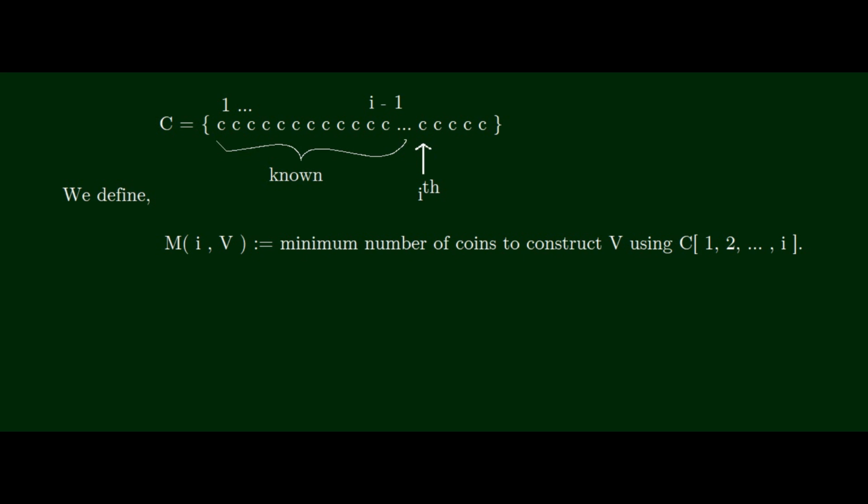But anyway, we will define a function which takes 2 arguments, because in this problem we have 2 parameters. One is the number of coins we are including. In an array we have many coins of different denominations, and we are choosing how many different kinds of coins we can include, and the value V that we want to achieve. So we define m(i, V) as the minimum number of coins to construct V using C from 1 up till I. It is not I plus 1, it is only till I.